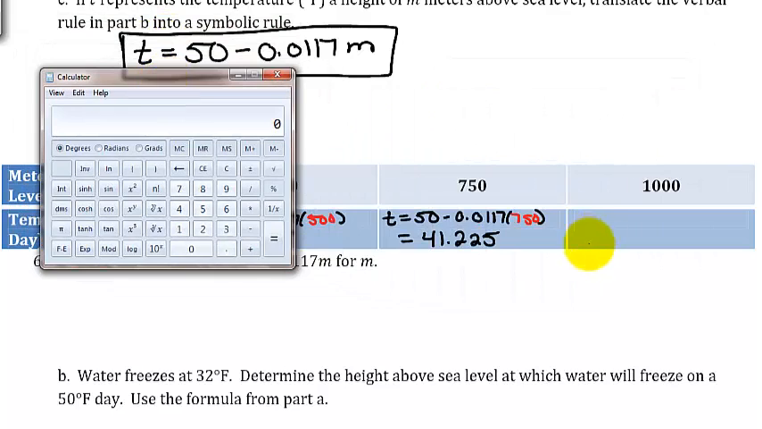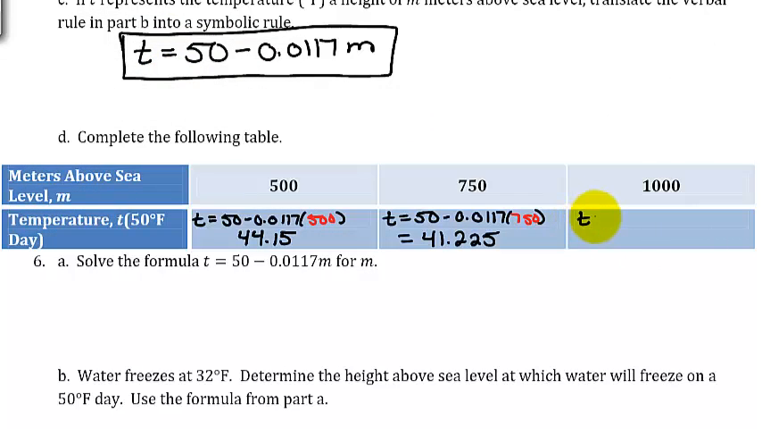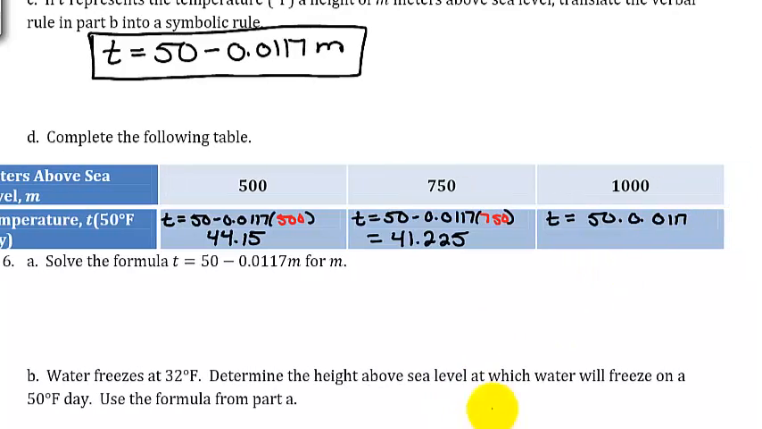And now do the same thing for 1,000. T is equal to 50 minus 0.0117 times 1,000.